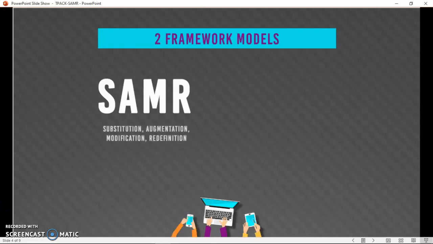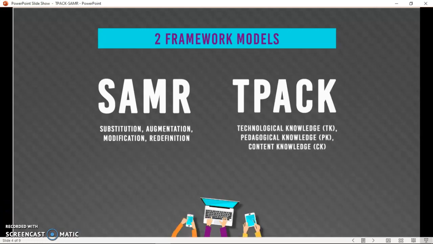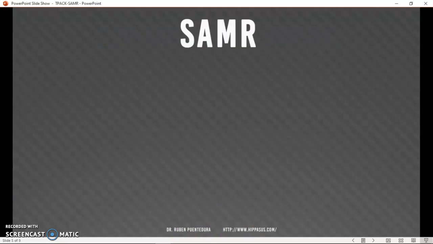The two models are the SAMR model and the TPACK model. Let's look at the SAMR model first. The SAMR model is a model of technology integration that was designed by Dr. Ruben Puentedura. SAMR is an acronym that stands for substitution, augmentation, modification, and redefinition.